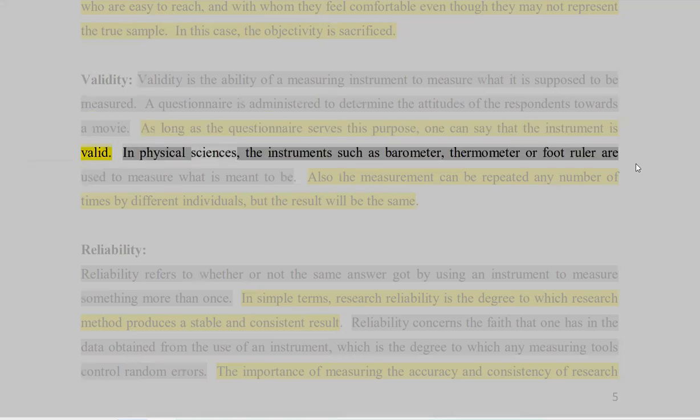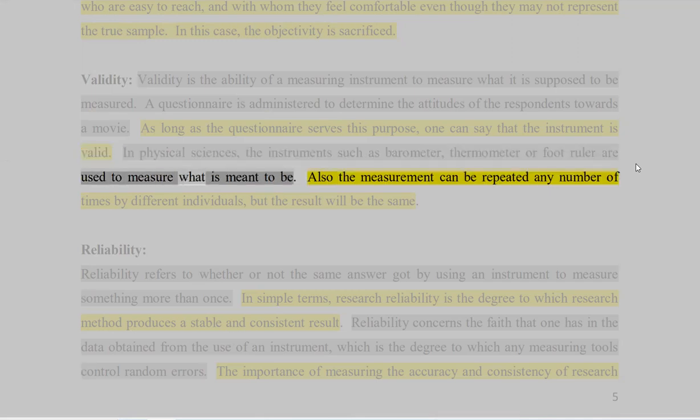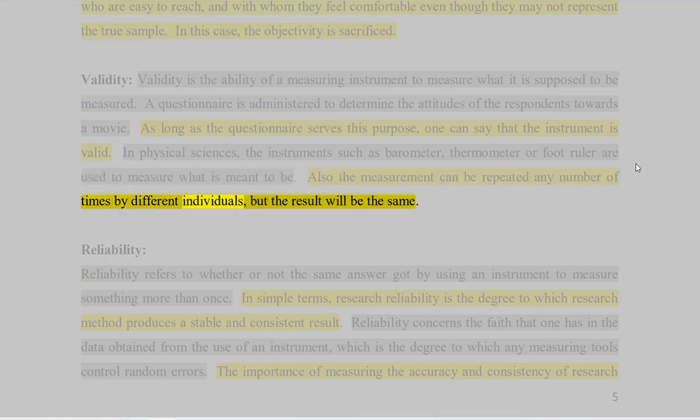In physical sciences, instruments such as a barometer, thermometer or foot ruler are used to measure what they are meant to measure. Also, the measurement can be repeated any number of times by different individuals, but the result will be the same.